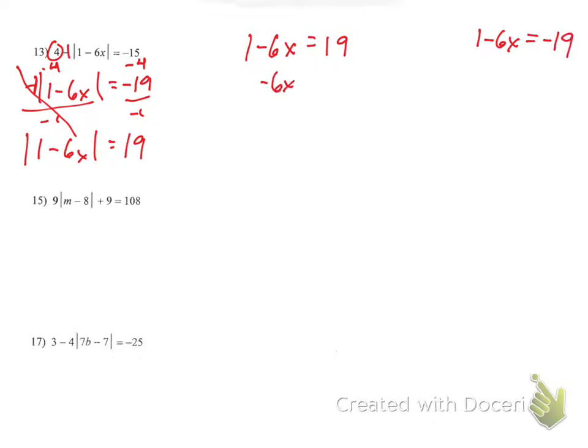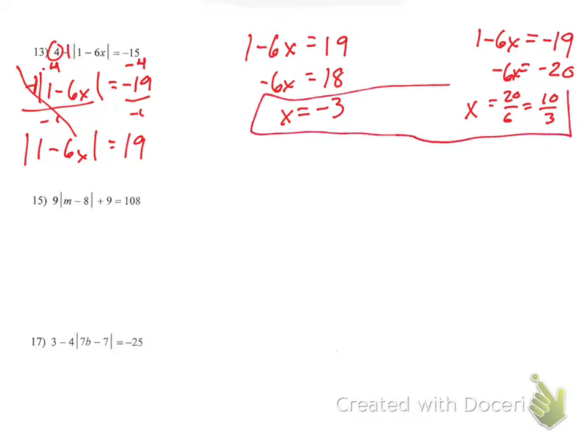So I have negative 6x is going to be equal to 18. So x is going to be equal to negative 3. And then I'll have negative 6x is equal to negative 20. So if I divide by 6, x is then going to equal 20 over 6, which we can reduce down to, if I divide each one of these by 2, that'd be 10 over 3, or 10 thirds. So we have a negative 3 and then 10 thirds.